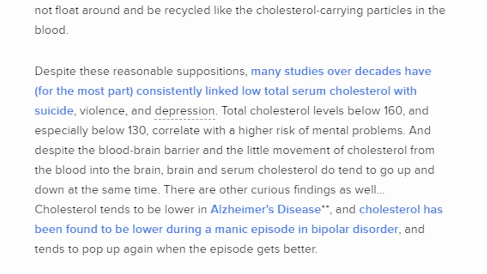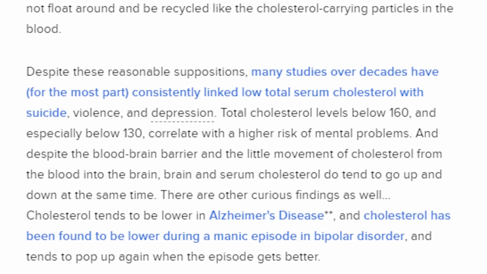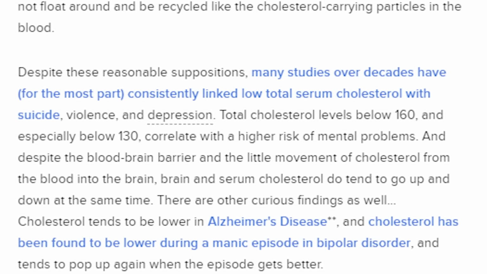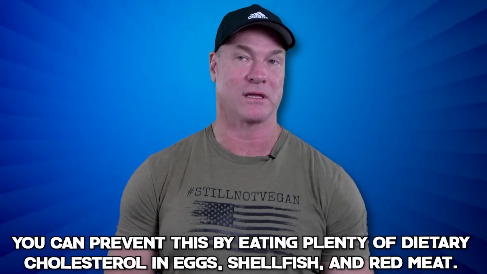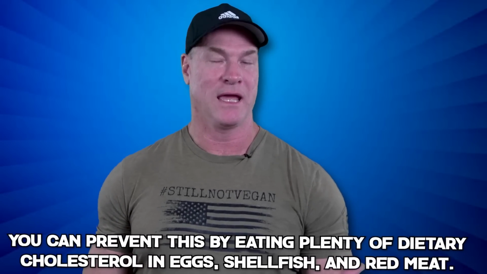Now, beyond its physiological functions, cholesterol plays a significant role in overall mood and quality of life. Low cholesterol levels have been associated with increased suicidality, as well as increased chances of violent behavior. This indicates that these mental problems are potentially a symptom of deficiencies of cholesterol. Now, you can prevent this by eating plenty of dietary cholesterol, which is found in eggs, shellfish, and red meat.